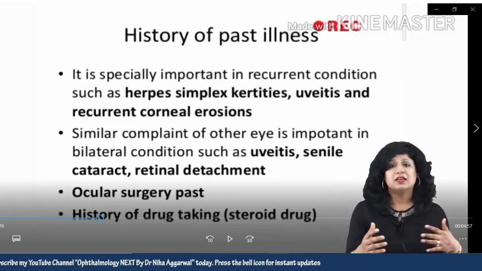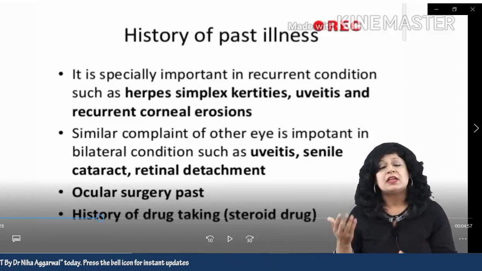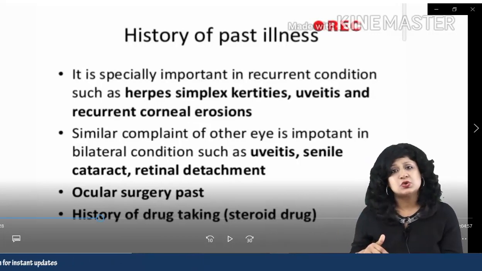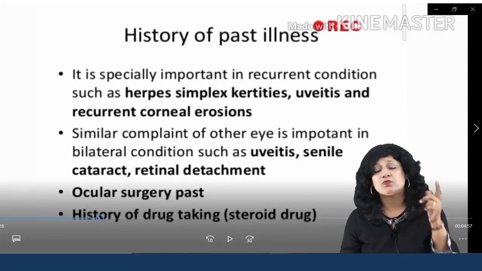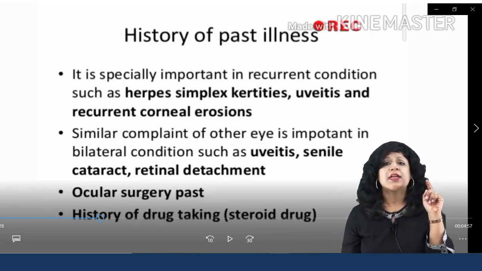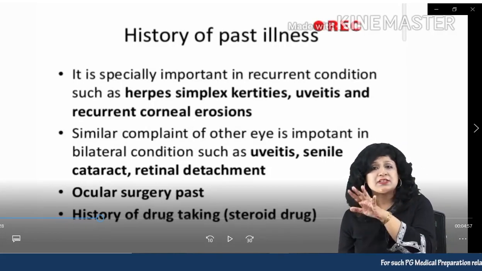male, anything, cholecystectomy, and then you have to ask about the eye surgeries also. Maybe the patient was having a bilateral cataract and for one eye he's already been operated. Okay, then you have to ask which eye is left.